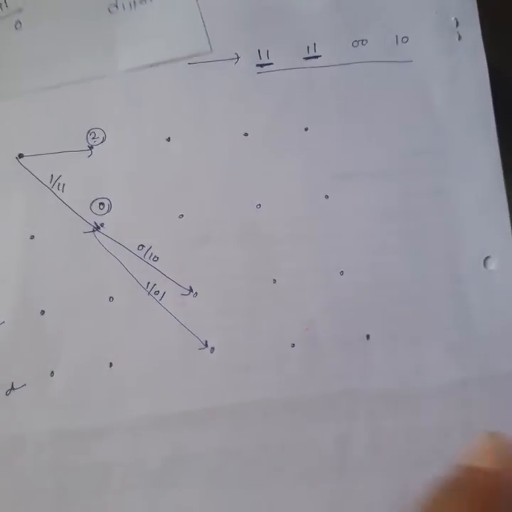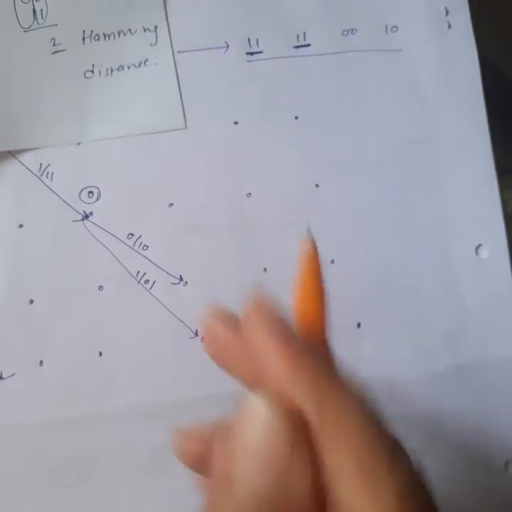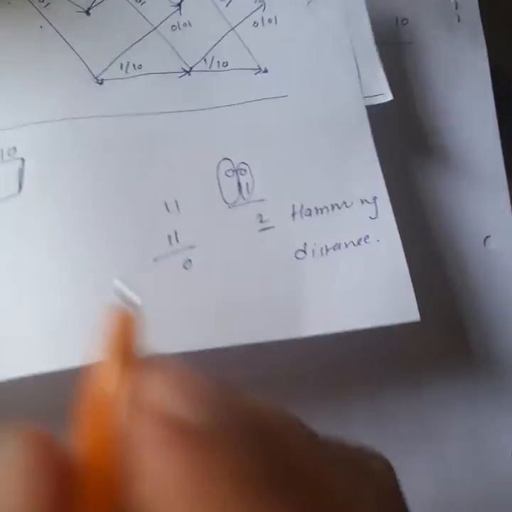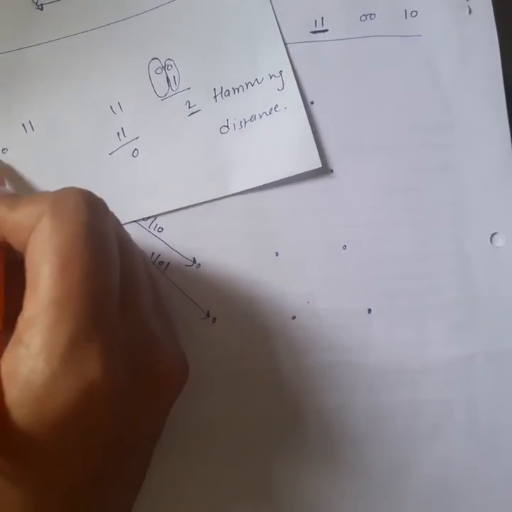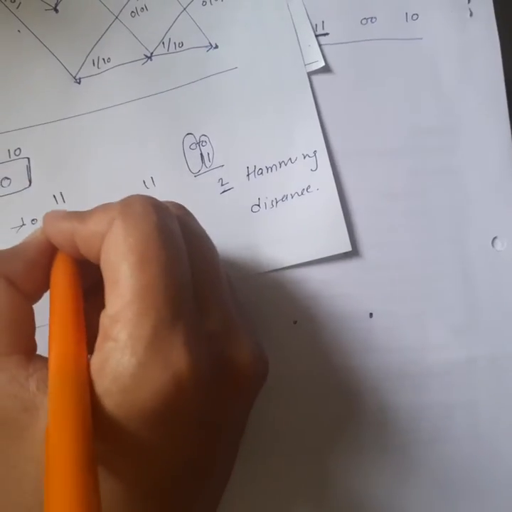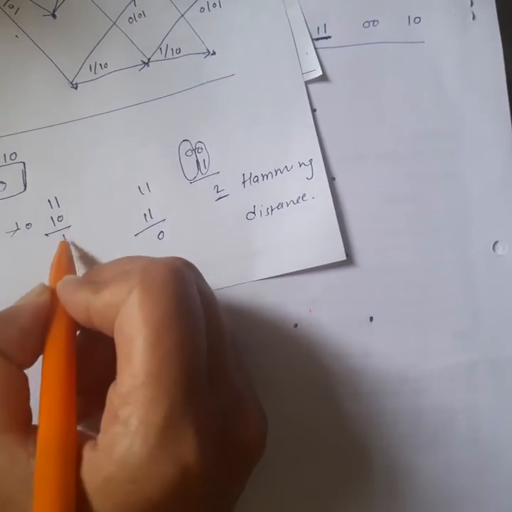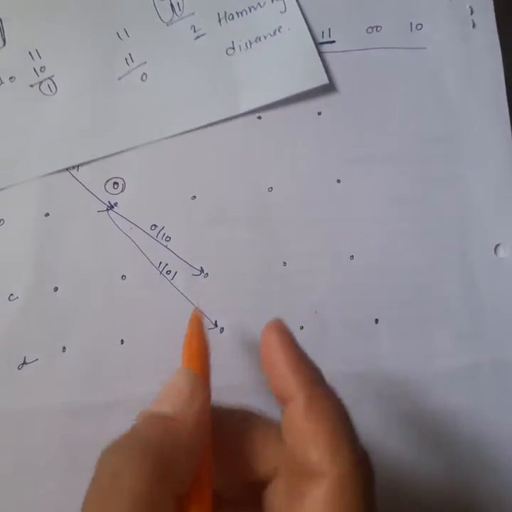Right? So if you see here, my receiver has received 1 1. But if I provide 0 as an input, my output would be 1 0. So how many bits are different? 1 bit is different. 1 bit Hamming distance is there.